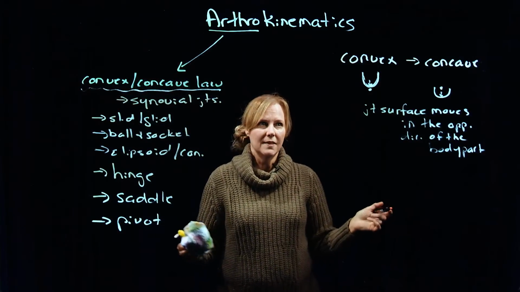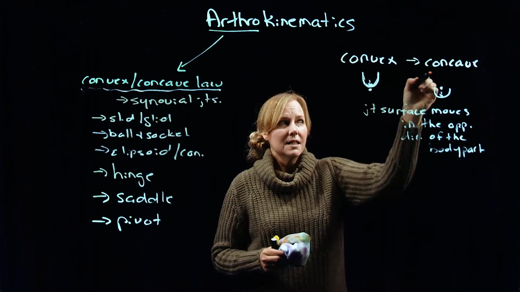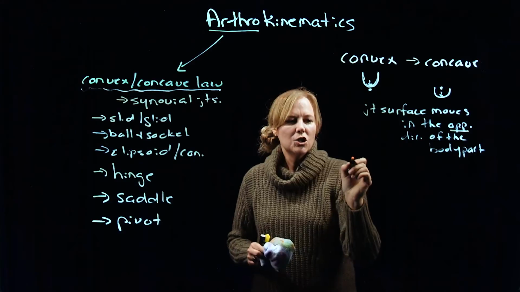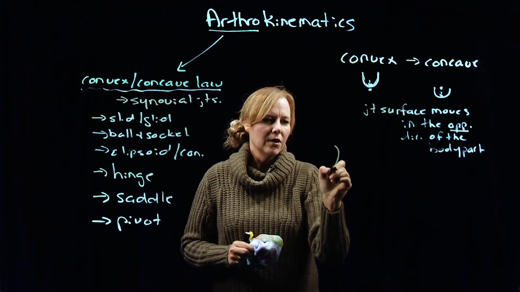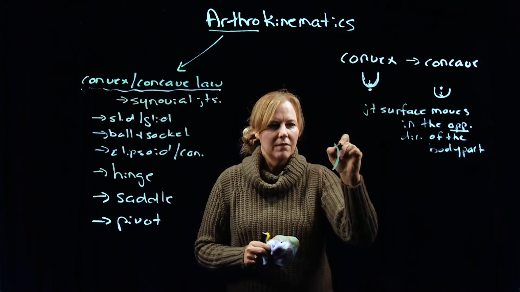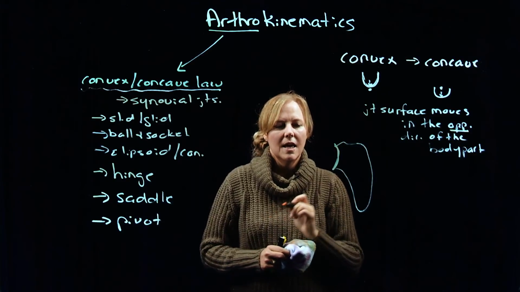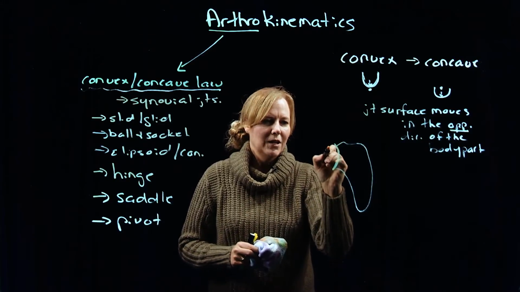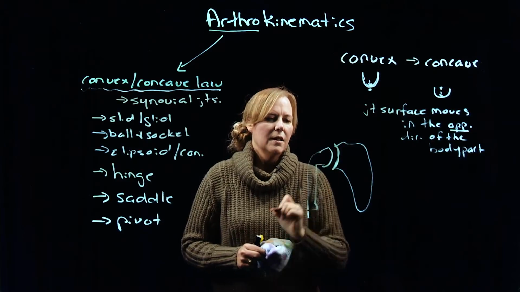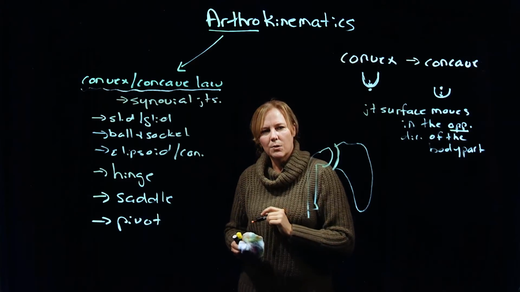But in a situation like this, when a convex is moving on a concave, it states that it moves in the opposite direction. So let's show this, and let's use the scapula for example. And here's our scapula. So this is our glenoid fossa. So we have the scapula right here. And we have our humerus. And I'm not very good at drawing, but this is the head of our humerus. Okay, so that's our humerus moving.